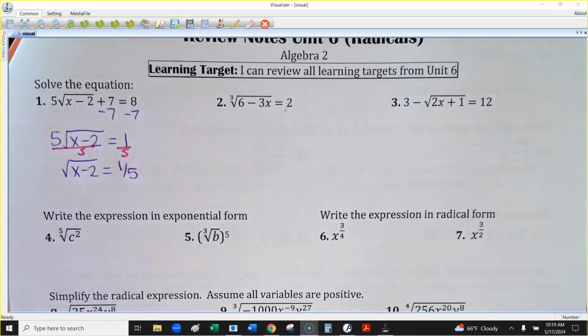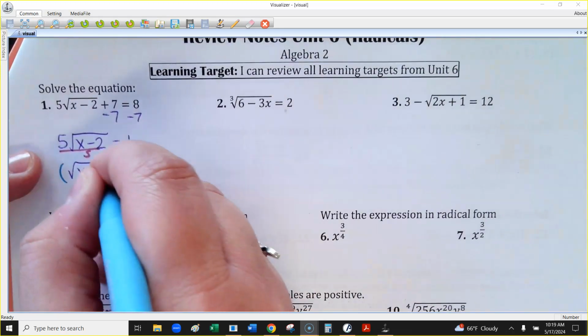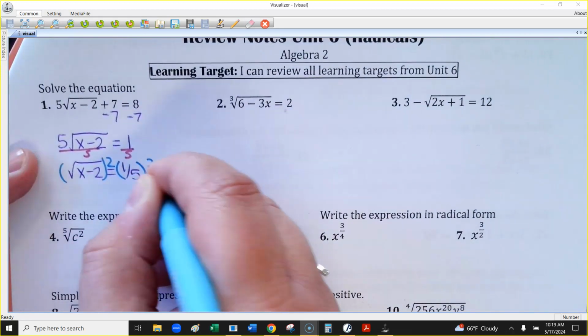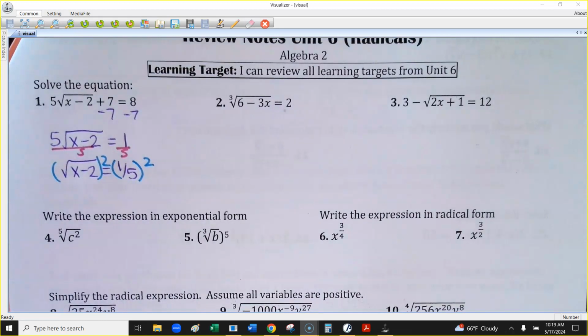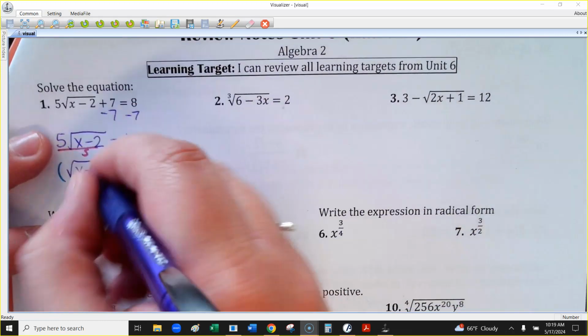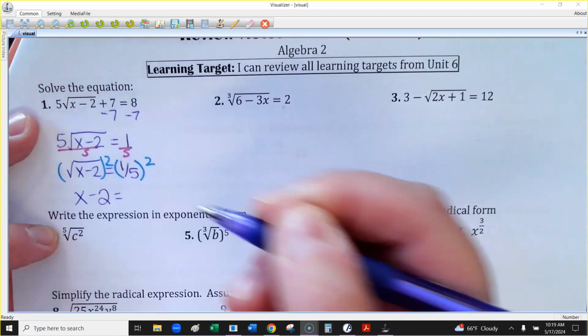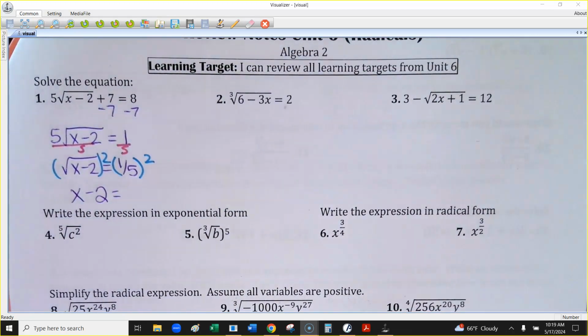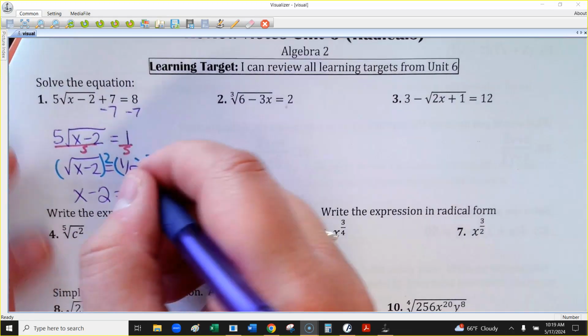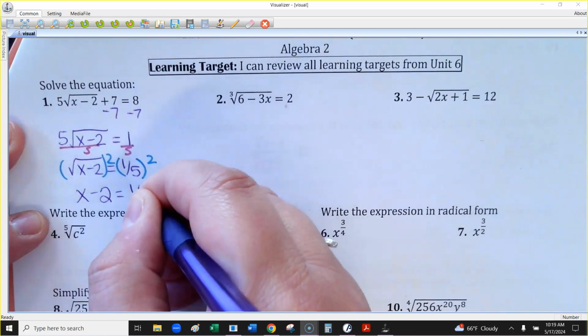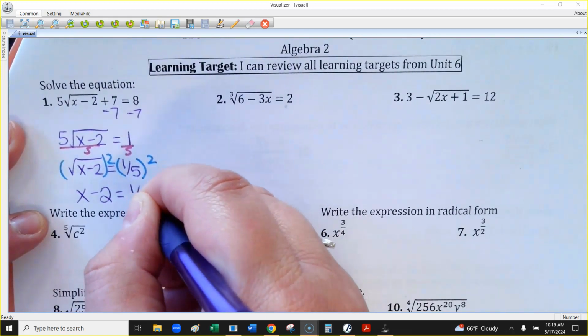Square it. All right. You cannot add and subtract things out from the radical, so you can't add the 2. You got to get rid of the radical. You're just going to square it. So I'm going to get x minus 2. Now, if you square 1/5, we're just going to square the top. So 1 squared is 1, and we're going to square the bottom, which is 25.